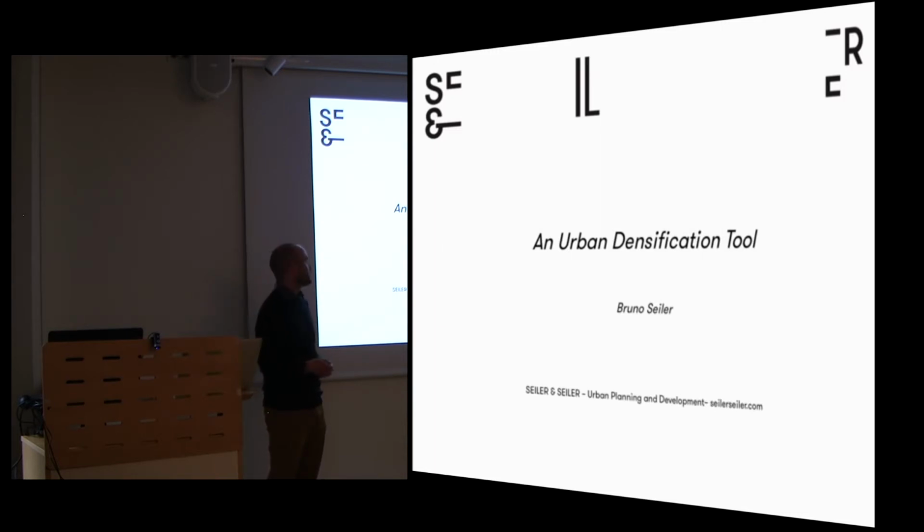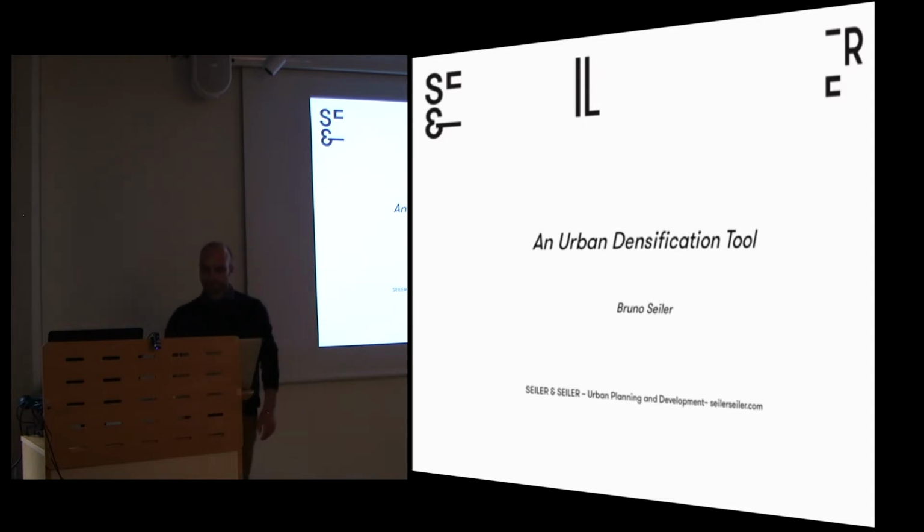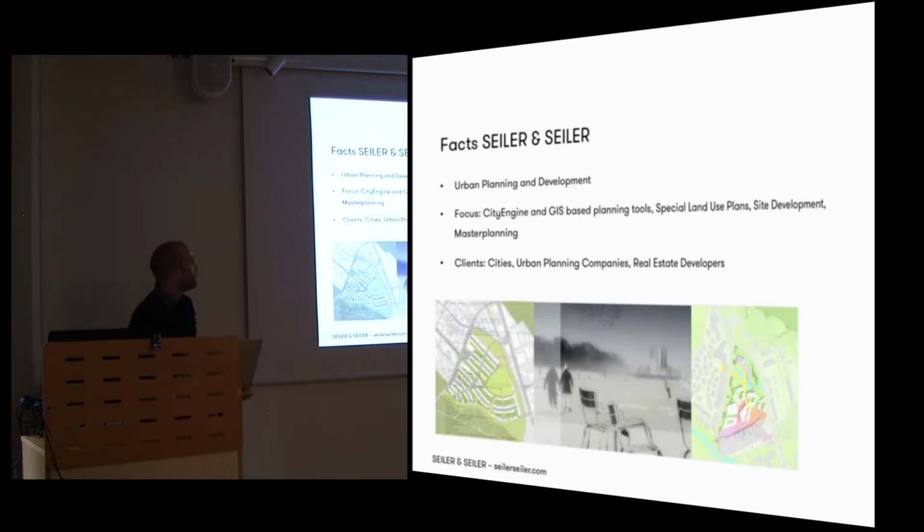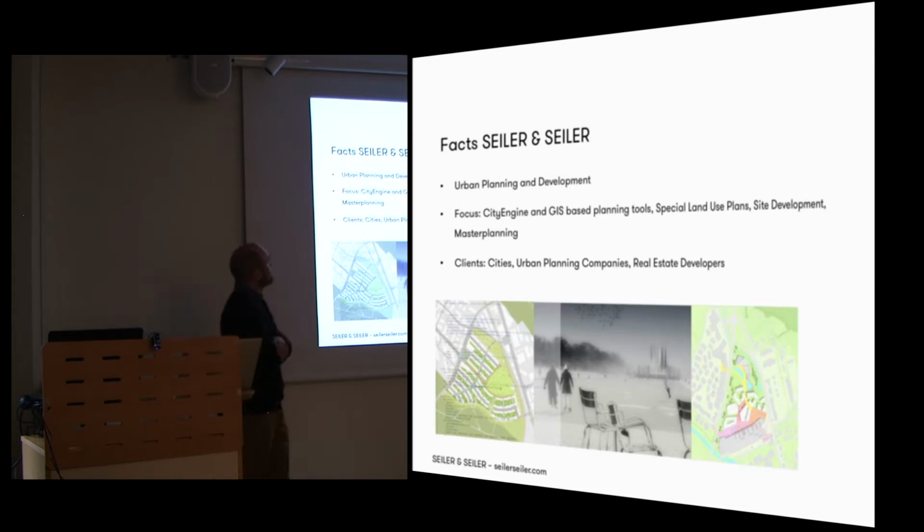Firstly, to improve our internal workflows. There are some facts about our company. What we provide today are also CityEngine and GIS-based planning tools, but we also do normal planning tasks such as special land use plans, site development, and master planning, for which we also use CityEngine in the background. Our clients are cities, municipalities, urban planning companies, and real estate developers.